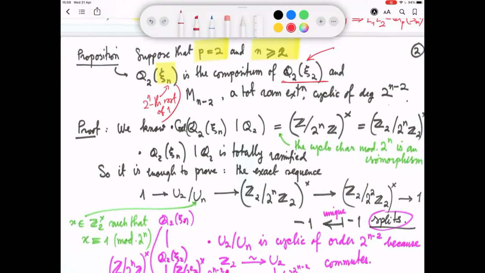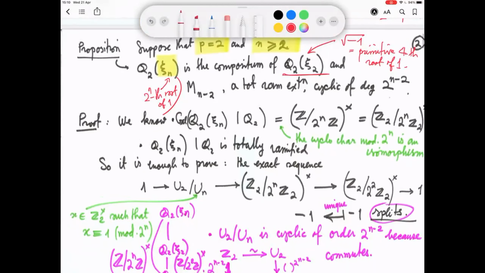Psi 2 actually is the same as minus square root of minus 1, because psi 2 is a primitive fourth root of 1, right? So when I adjoin psi n, that's the same as adjoining psi 2, and it's a compositum of this Q2 psi 2 and an extension M n minus 2, which is a totally ramified extension, cyclic of degree 2 to the n minus 2.